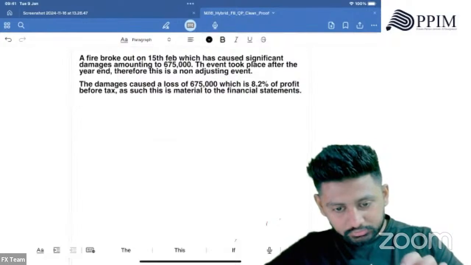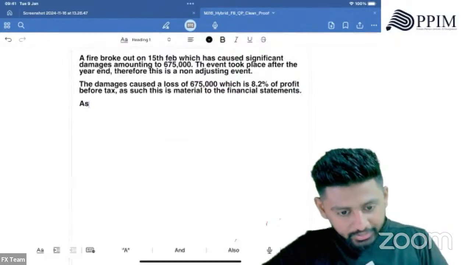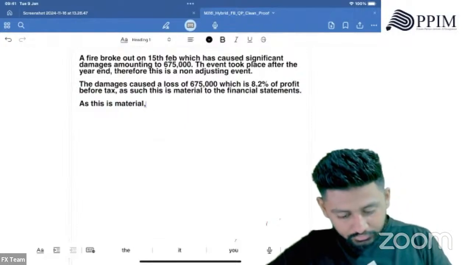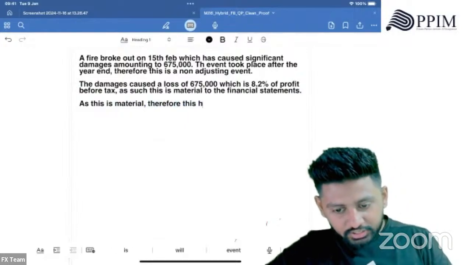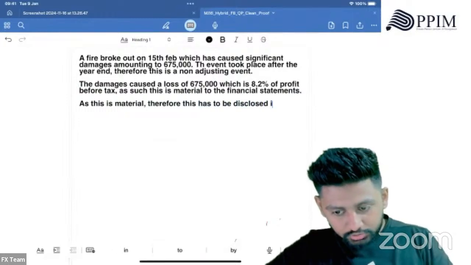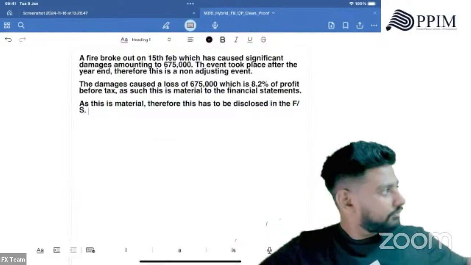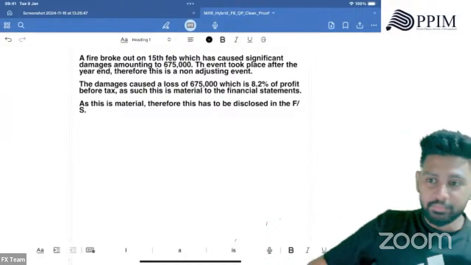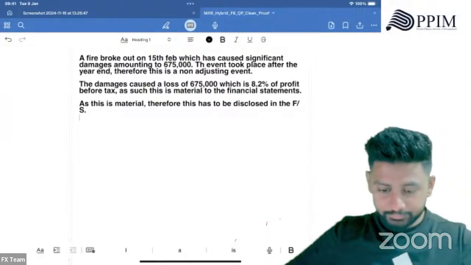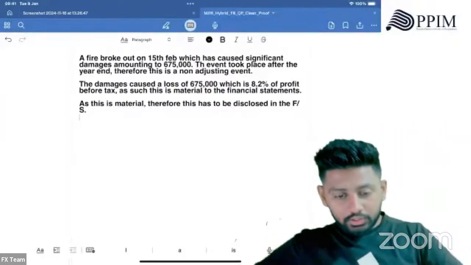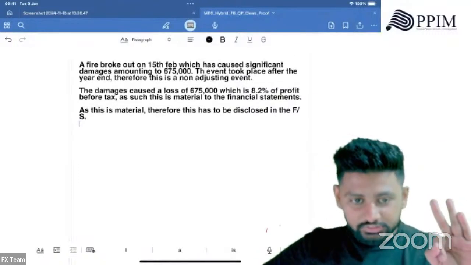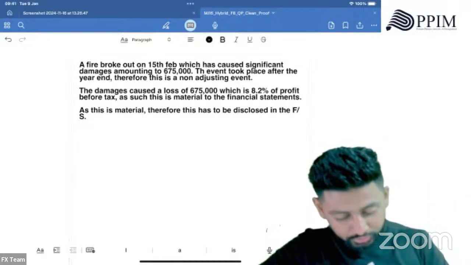My third one. As this is material, therefore, this has to be disclosed in the financial statements. That gives me my third mark. Are you clear? Now, in total, I'm getting 5 marks, right? 3 marks for this. The remaining 2 marks for my audit procedure.